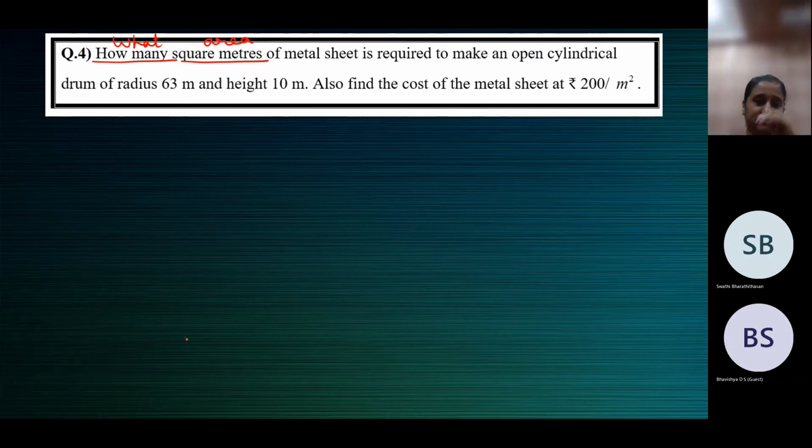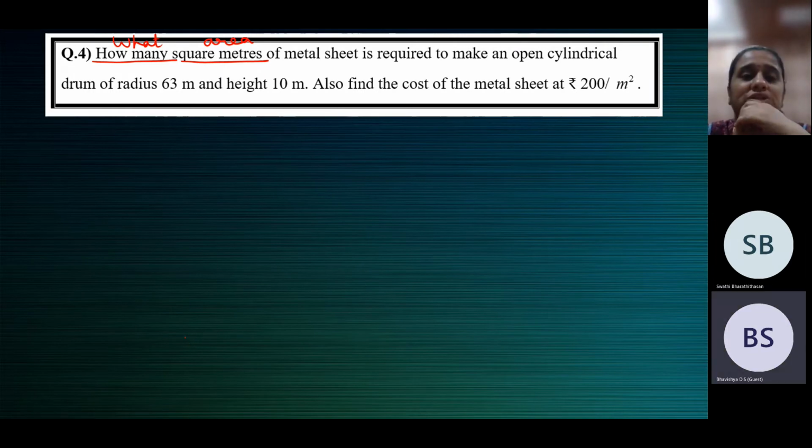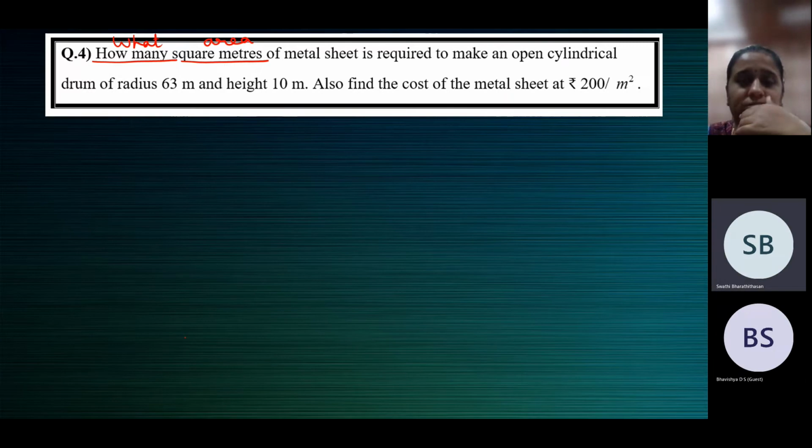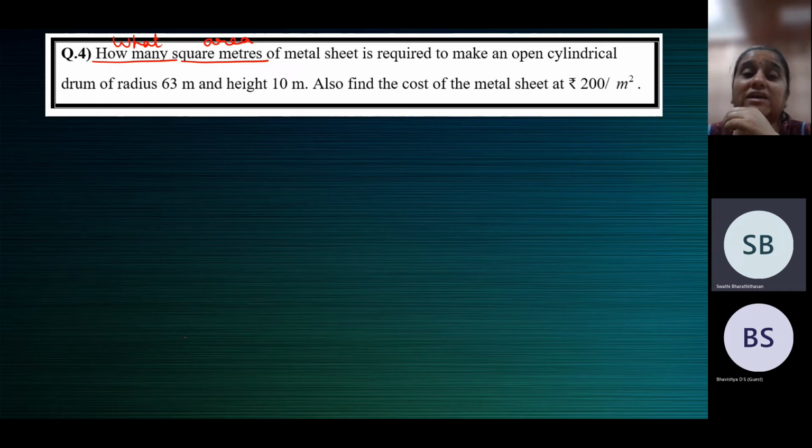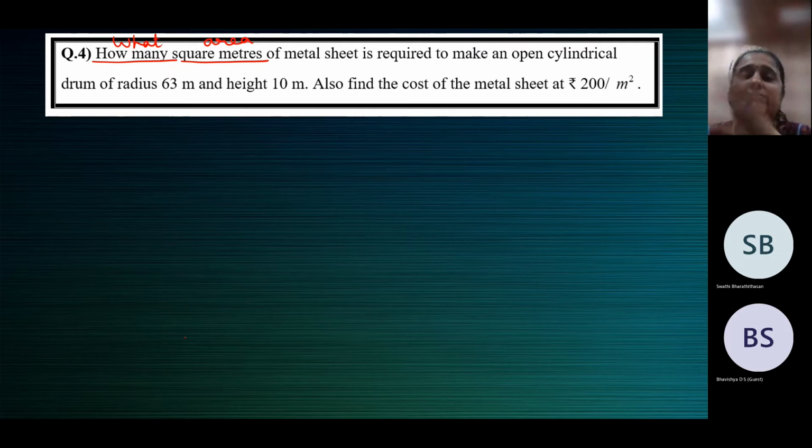Yes, children. So tell me the formula to find the area of metal sheet. The area of the curved surface plus the area of the bottom face. Only the bottom, because it's open at the top. There is no material there. You don't need the metal sheet to make the top because the top is open.